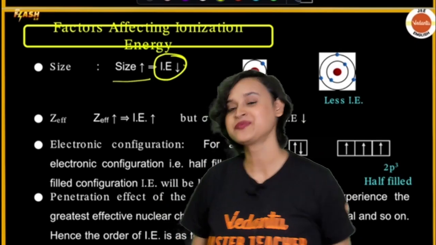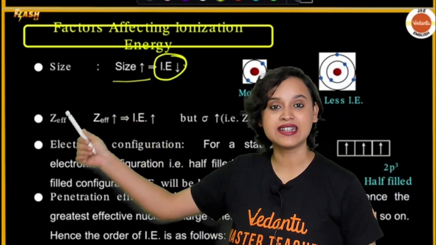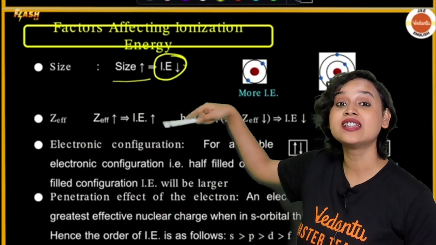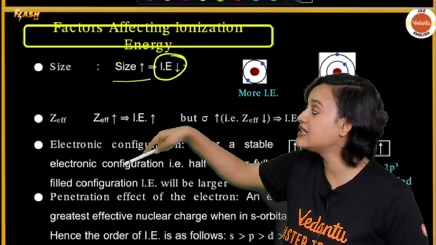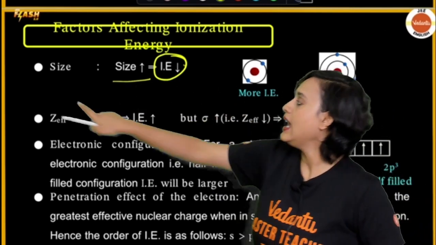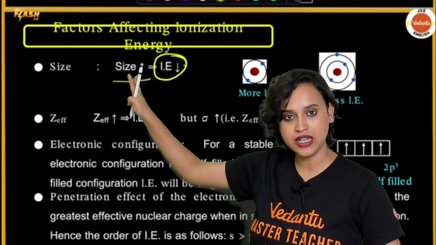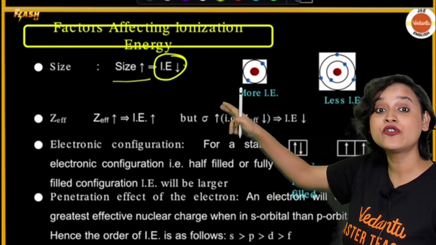You will remember it. So here, what happens is when the size increases, ionization enthalpy decreases. That means it is easier for you to take away the electron. As the radius is big, the electron is far away from the nucleus.